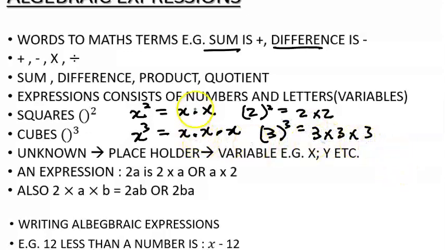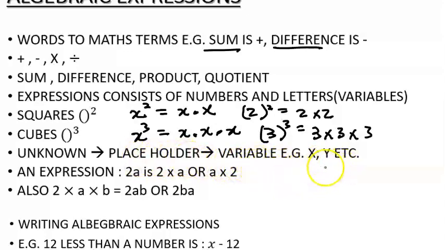So if you look at what is a square, what is a cube? A square is any expression which will be now multiplied by itself 2 times. X cubed is the same expression multiplied by itself 3 times. As I mentioned before, unknown is a placeholder or a variable. Remember, variable means changing. So something that we don't know the value of.